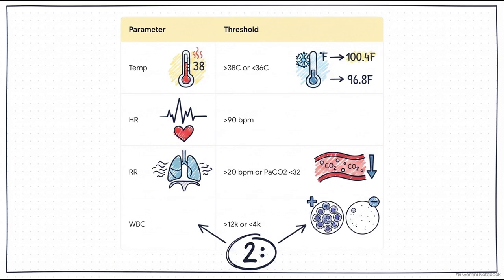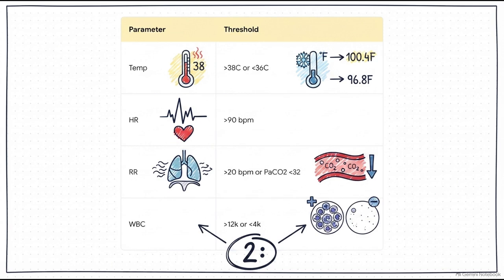Third, respiratory rate or blood gas. Tachypnea, meaning breathing faster than 20 breaths per minute, or an arterial CO2 level of less than 32 millimeters of mercury. And finally, the white blood cell count. We need to see leukocytosis, which is a WBC greater than 12,000, or leukopenia, a WBC less than 4,000.